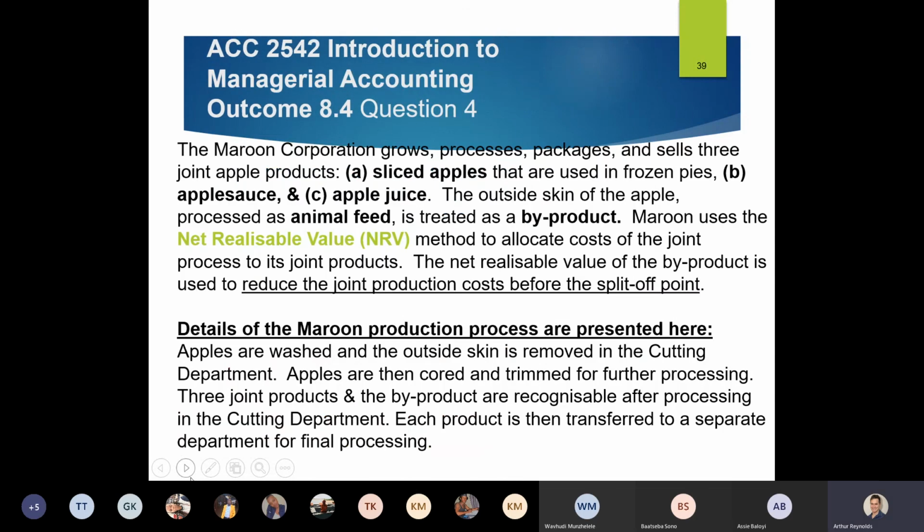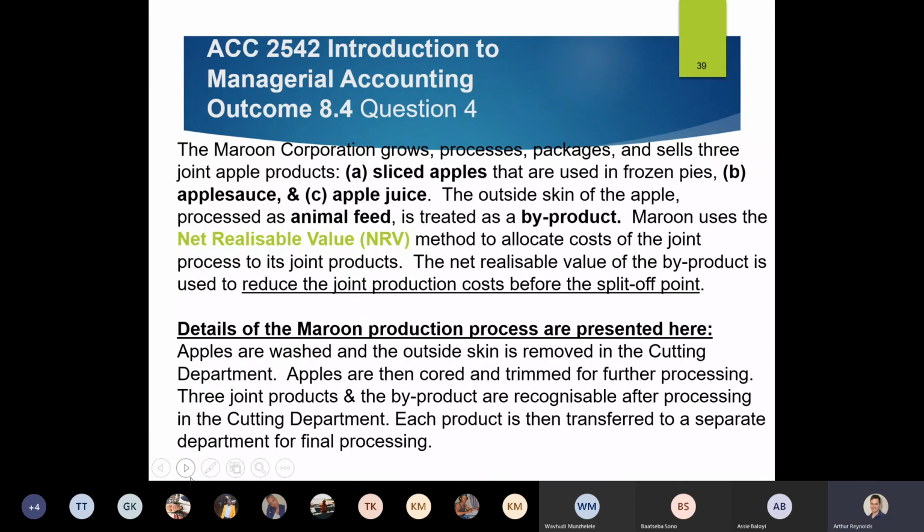Okay, this is a little bit more of a comprehensive example where we look at a company that manufactures apple products, 3 different ones: sliced apples that are used in frozen pies, apple sauce, and apple juice. Then, as a result of this whole process, there's also a byproduct, which is the outer skin of the apple that is also used as animal feed.